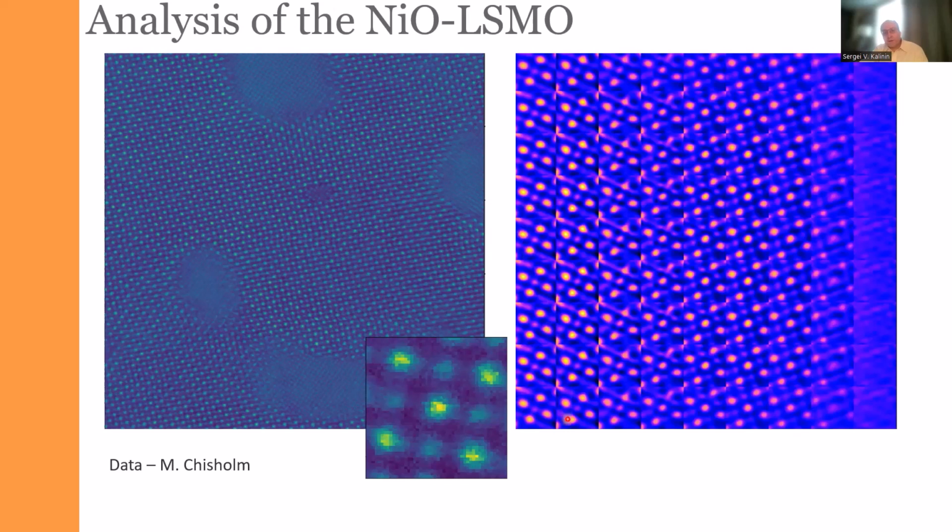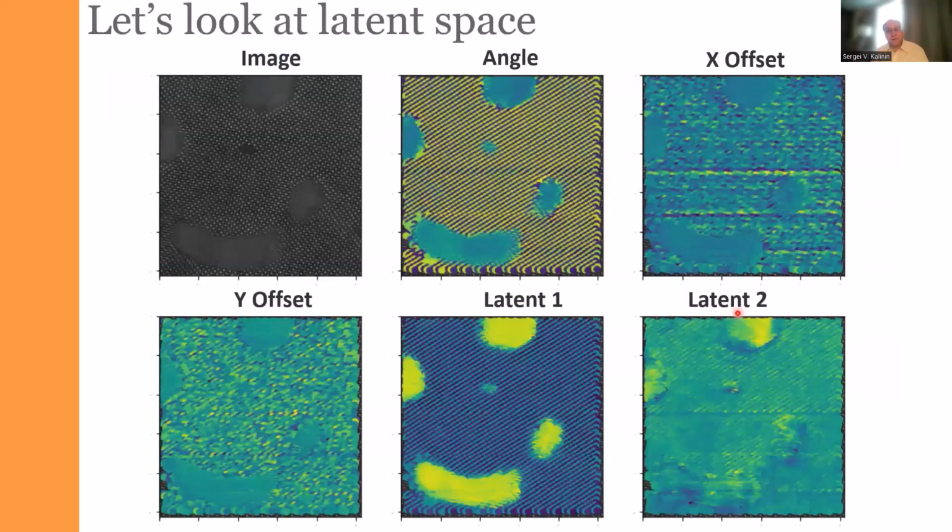You can also see that if you go from top to bottom, the relative intensity of the central atom starts to change. So how does the latent representation look? In this case, we looked at the rotation invariant autoencoder with the offsets. So we have 3 latent variables, angle and 2 offsets, which are physically defined. We have 2 latent variables, which is everything else.